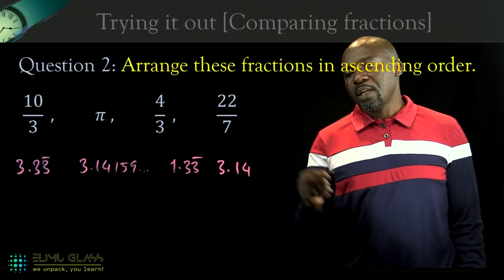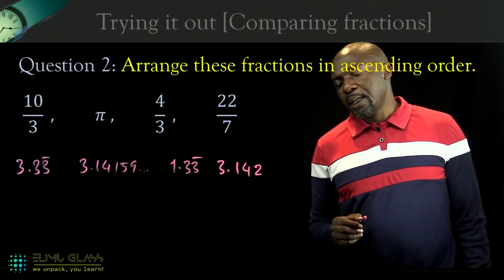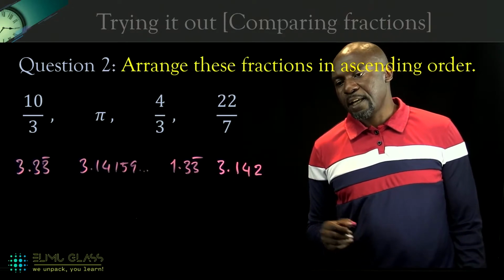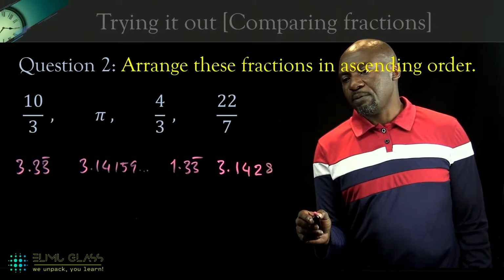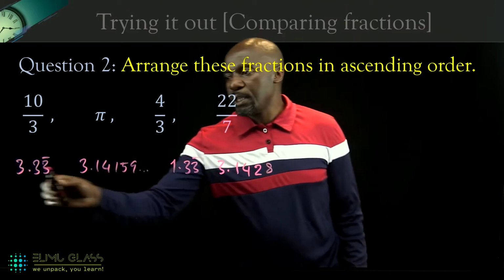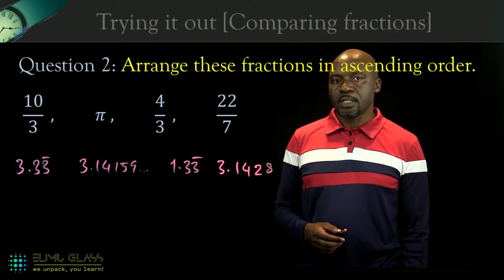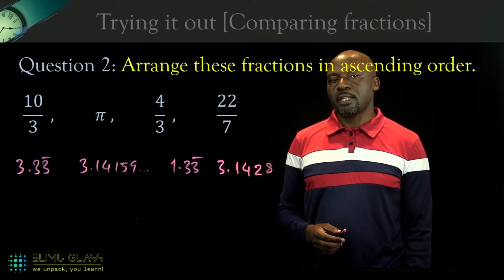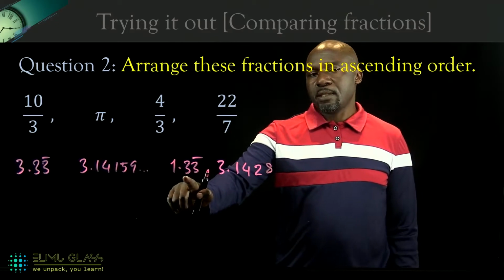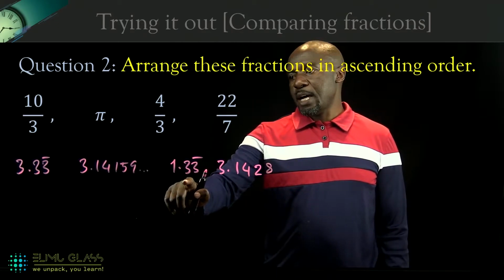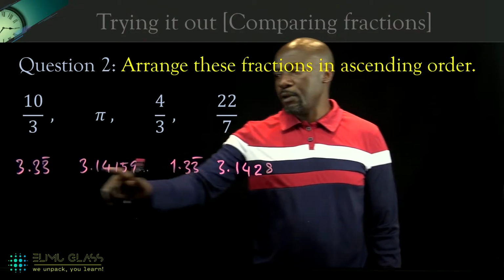Remainder 2, 7 goes into 20 2 times to give us 14. Remainder 6, 7 goes into 60 8 times to give us 56, and so on. And once I've written this like this, I can already tell which one is the smallest and which one is the largest. So if we were going to arrange this in ascending order, we can see that this is the smallest, followed by this, followed by that, and then followed by that.